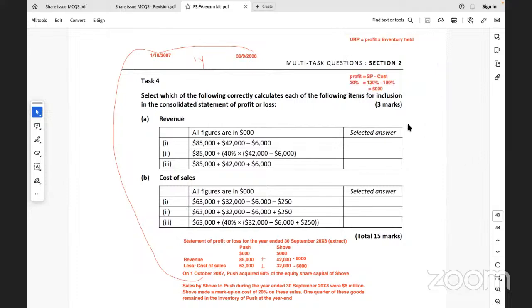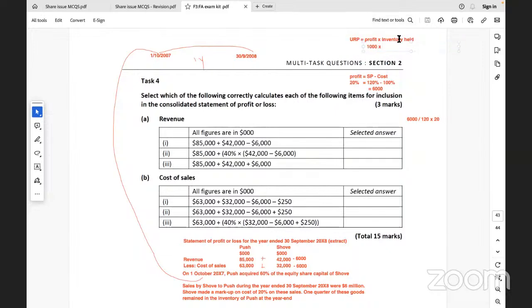So what you do? Take 6 million, divide by 120%, multiply by 20. We are multiplying by 20 because we want the profit. So the answer will be 6 million divided by 120 into 20. Answer is 1000. Sorry, my bad, 1000 will become the profit.